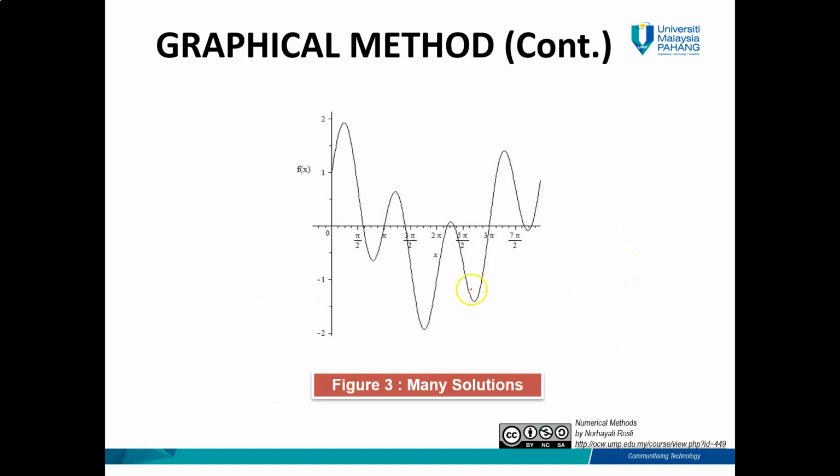And class, if we refer to the third figure, we can see there are many locations where our function crosses the x-axis: first, second, third, fourth, fifth, sixth, seventh, and also this eighth. If you plot again, it will have many roots. So for this function, we can say that we have many solutions. To summarize, our solution can be one solution, two solutions, or many solutions, depending on the graph that you obtain, whether it crosses the x-axis at one, two, or many points.